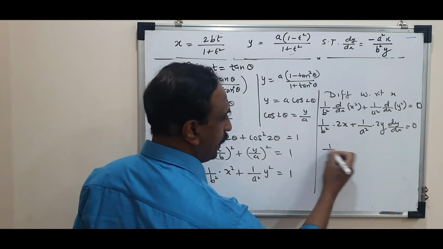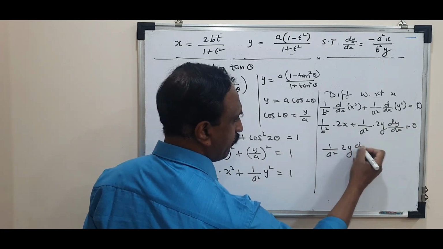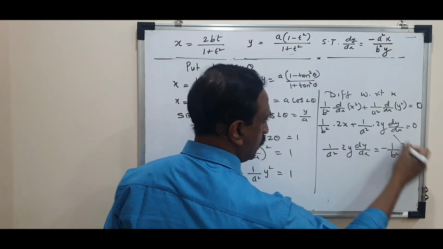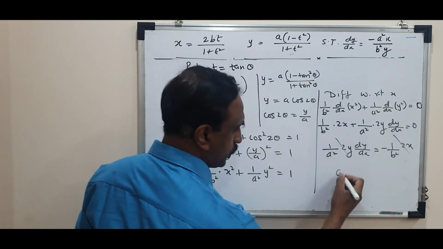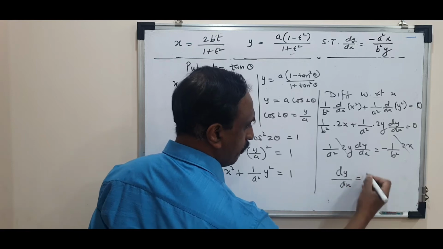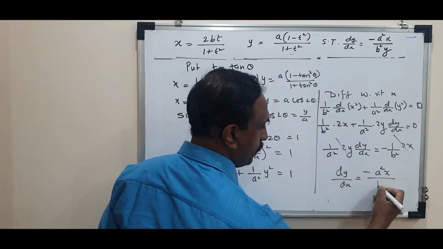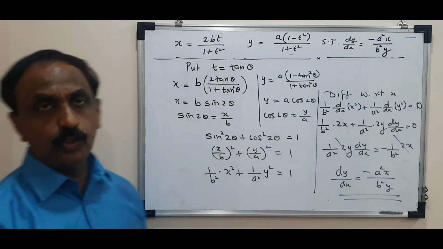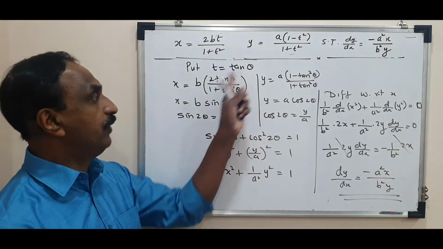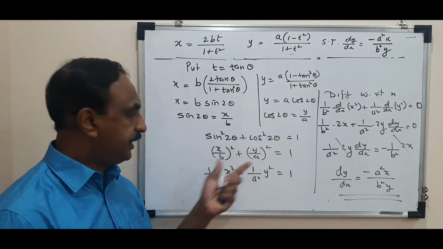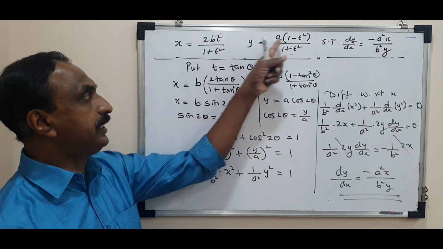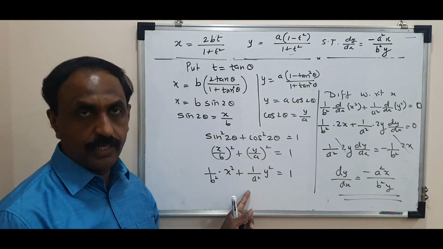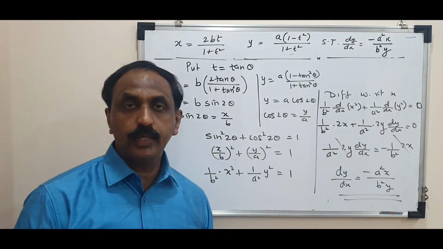So now 1 by a square 2y dy by dx is minus 1 by b square into 2x. The 2's will get cancelled. So dy by dx will be minus a square x upon b square y. And that gives me my answer. So in this problem, although trigonometric ratio was not present, we could convert them into trigonometric ratios and then eliminate theta. We are supposed to eliminate t, but what we did here, we eliminated theta and we brought an equation only in x and y, and on differentiating that you get the answer.